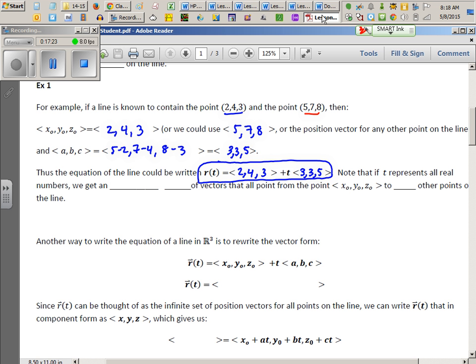But this one here has to be one of the two original points. Either the 2, 4, 3 or the 5, 7, 8 has to go in the first point. Or if you happen to know other points on the line, you could put those in. So we get an infinite set of vectors that all point from x naught, y naught, z naught to all other points on that line. There's a little bit of theory here that might be hard for you to grasp, but hopefully the mechanics wasn't too hard at all.